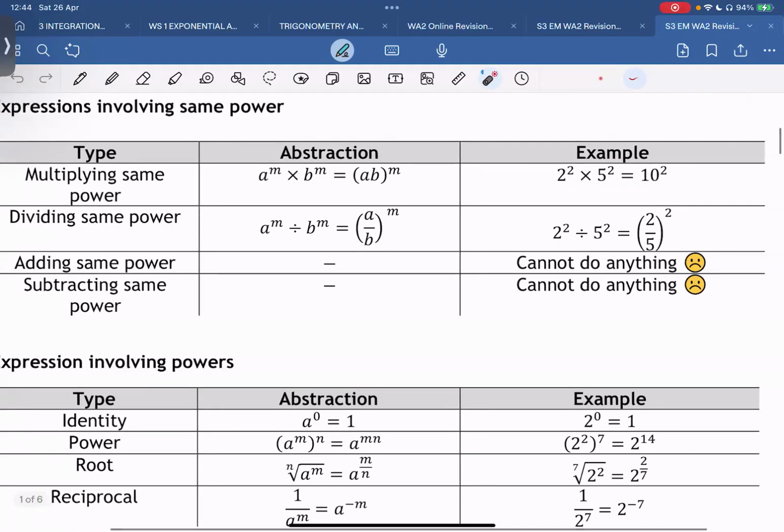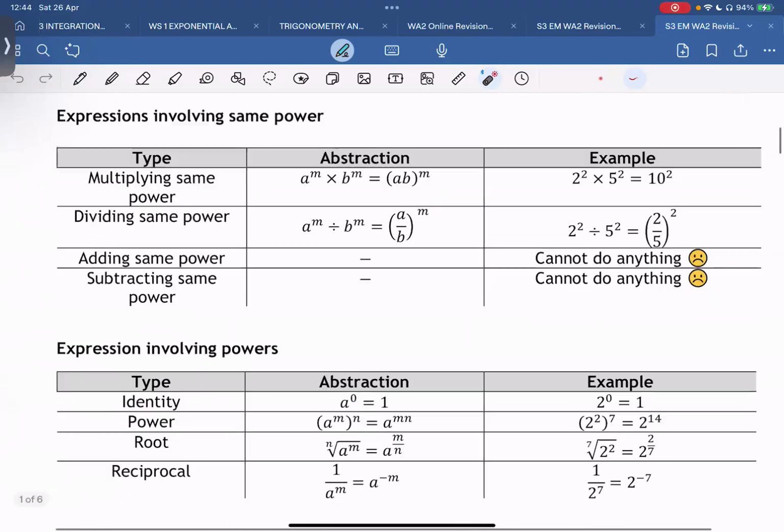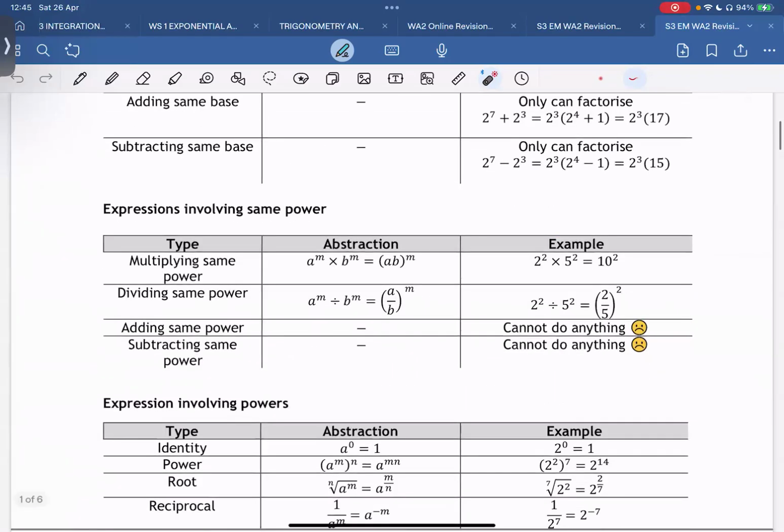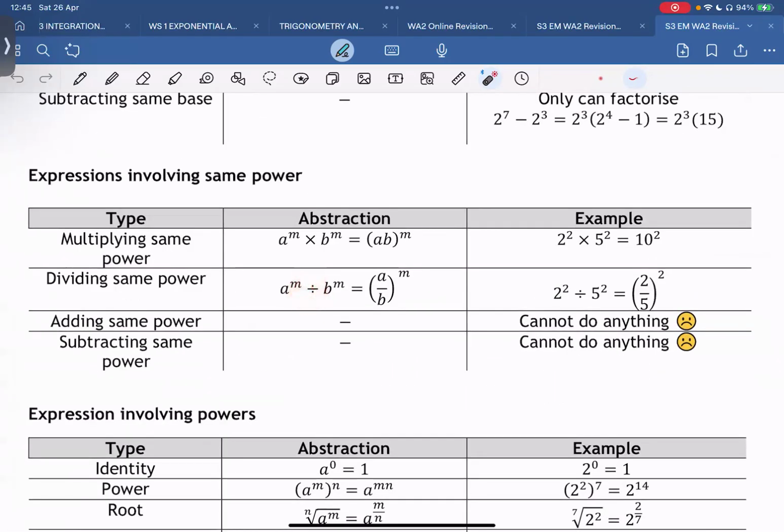Same concept for divide: we can factorize out the power. And the same thing, if the sign in the middle is a plus or a minus, we cannot do anything.